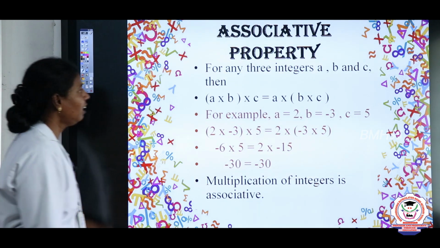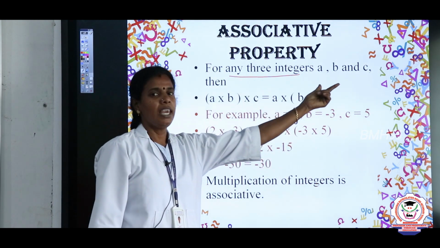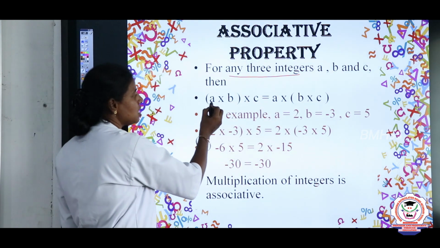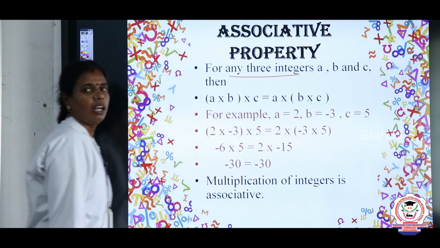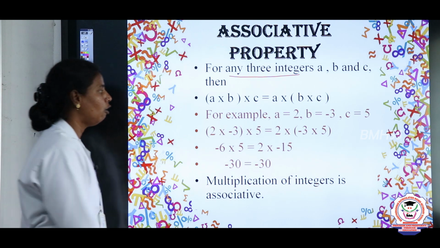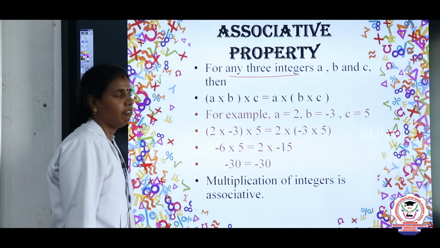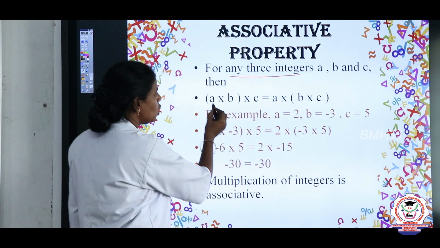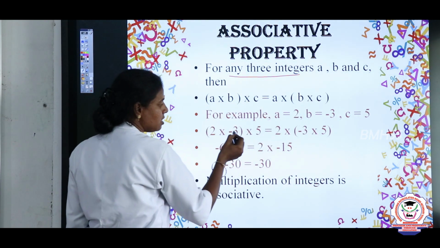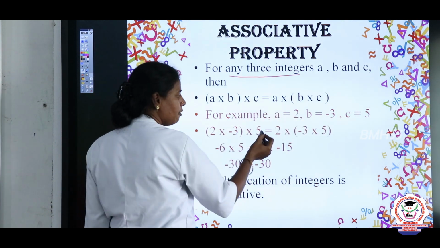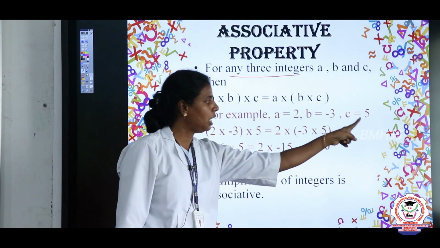In associative property, we take any three integers, let them be a, b and c. The condition is a into b into c equal to a into b into c, grouped differently. We will check this with an example: a equal to 2, b equal to minus 3 and c equal to 5. Substitute these values: on the left, 2 into minus 3, into 5, equal to on the right, 2 into minus 3 into 5.